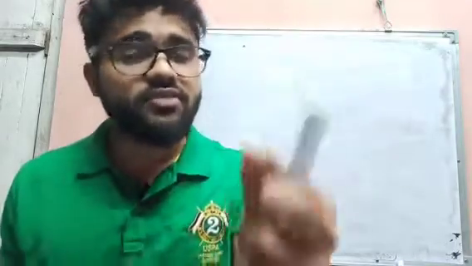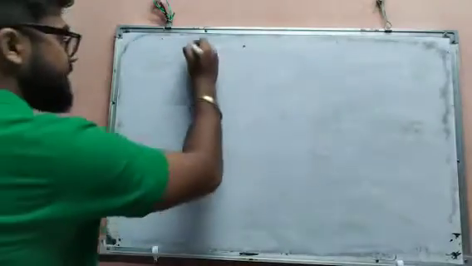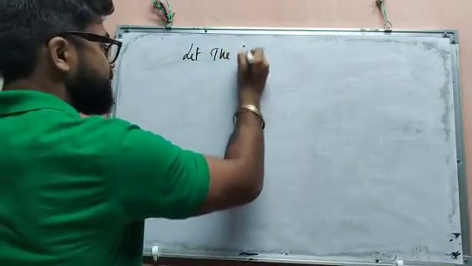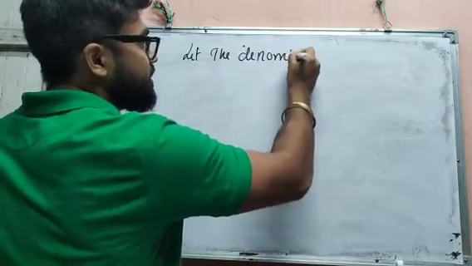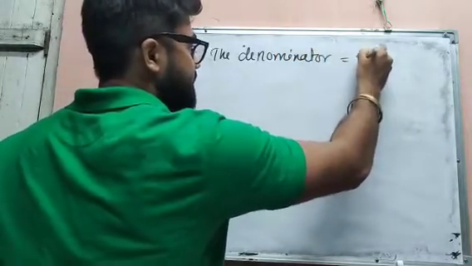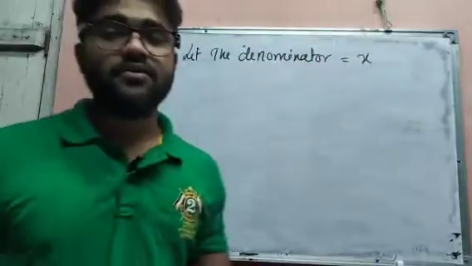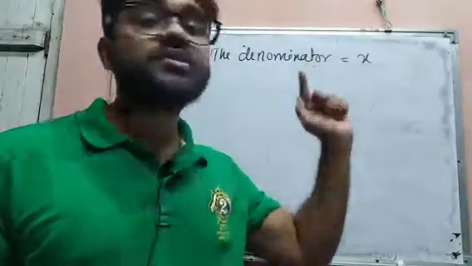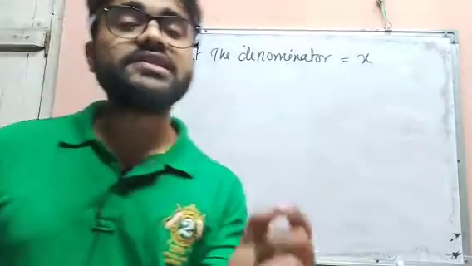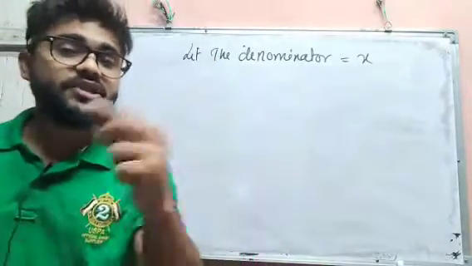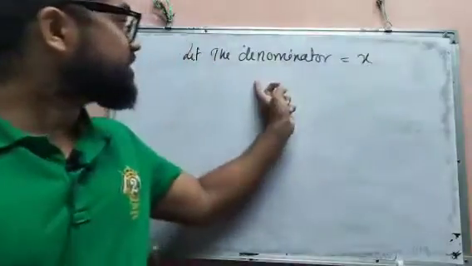So for the first one we have been given: the numerator of a fraction is 1 less than its denominator. That means the numerator is less than the denominator, so we have to take the denominator first. Let the denominator be x. Be careful when you choose which one to take: as it is said that the numerator is less than the denominator by 1, the numerator depends upon the denominator. That's why I have to take the denominator as x.